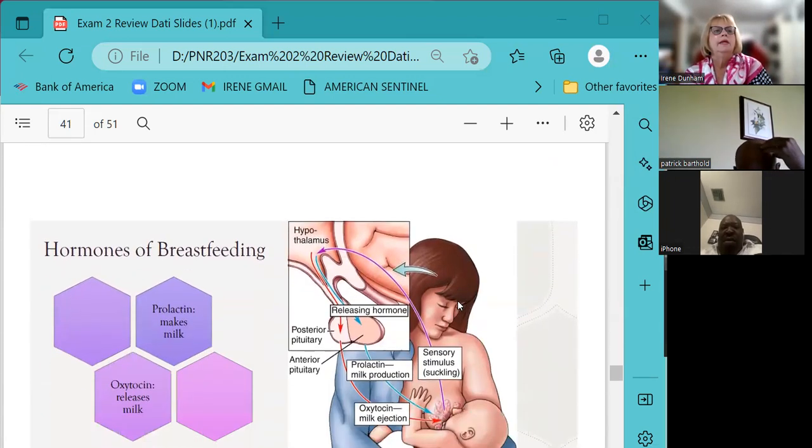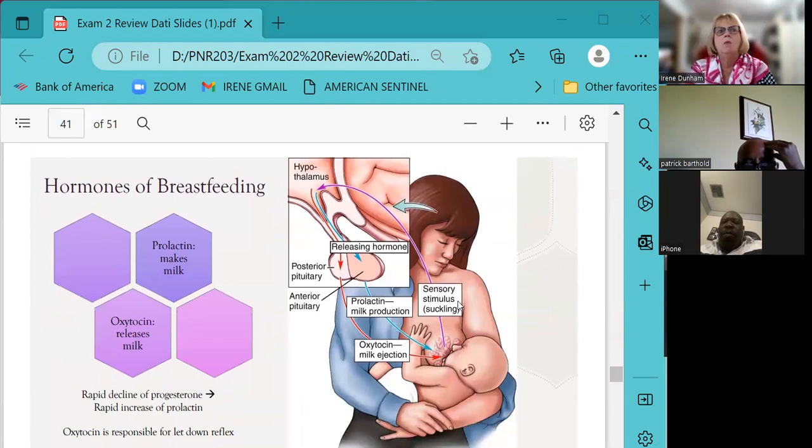Okay. And then here, I just want to go over the different hormones of breastfeeding. You have to know these. So write this down: prolactin and oxytocin. So prolactin makes the milk.